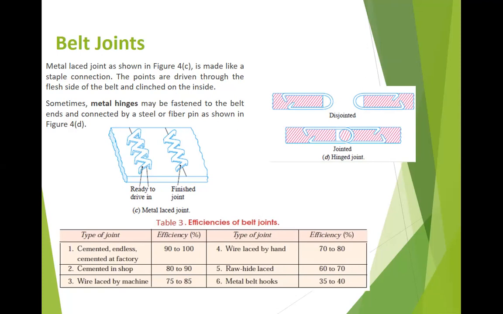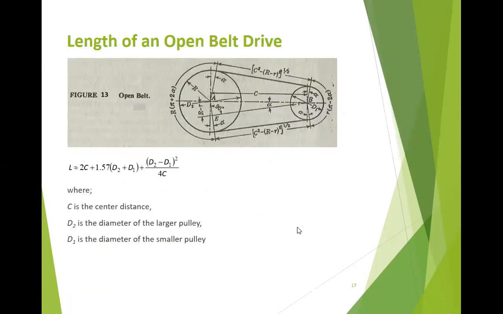Efficiencies of belt joints are here, please study them. Now for the open belt drive, this was already discussed in machine elements, right?